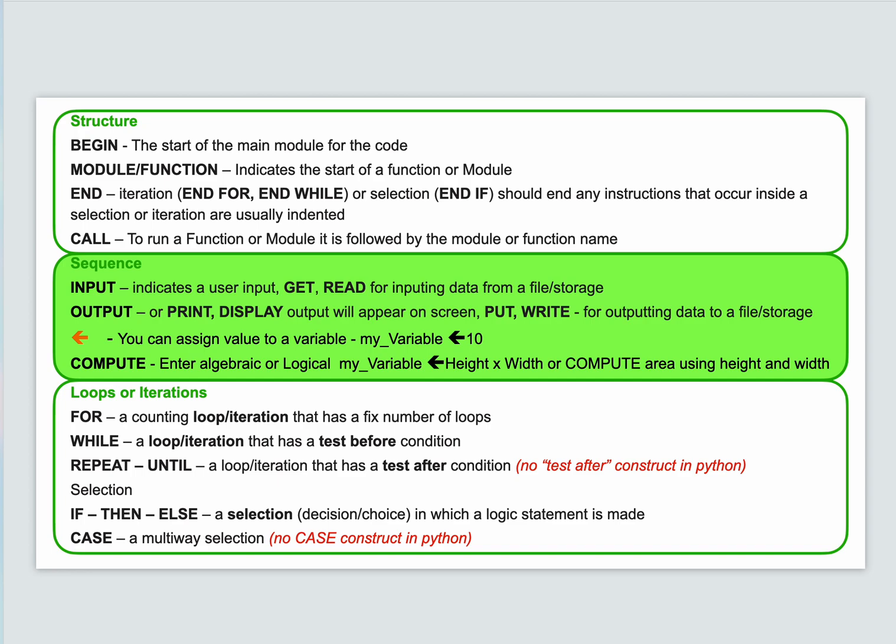Compute. There are times when you will not know how to do a specific thing. Here in this example, we're entering something that's simple. Into my variable, put the value of height times width. So we're trying to calculate the area. We know that's a very simple formula.